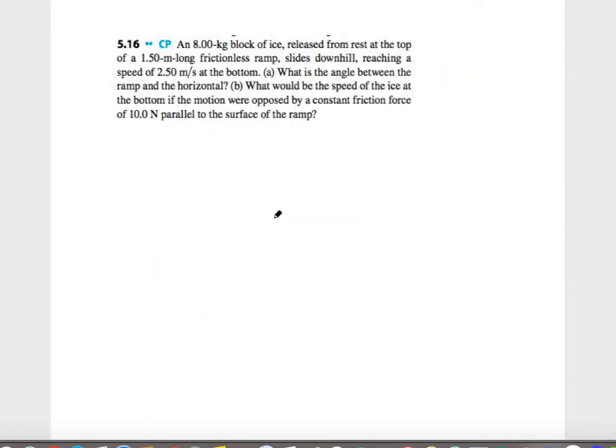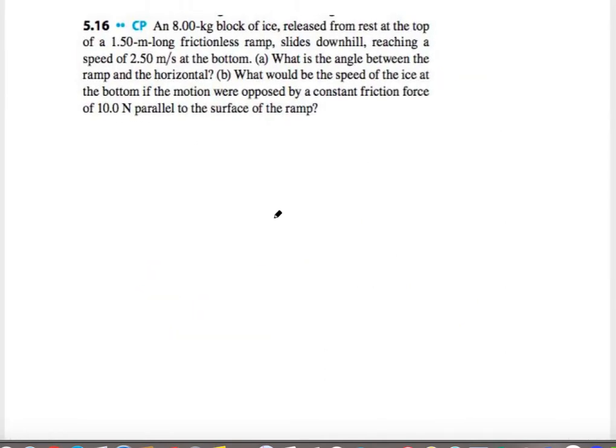For question 5.16, we have a block of ice released from rest at the top of a 1.5 meter long frictionless ramp. It slides and it reaches a speed of 2.5 meters per second at the bottom. So we need to start with a sketch.